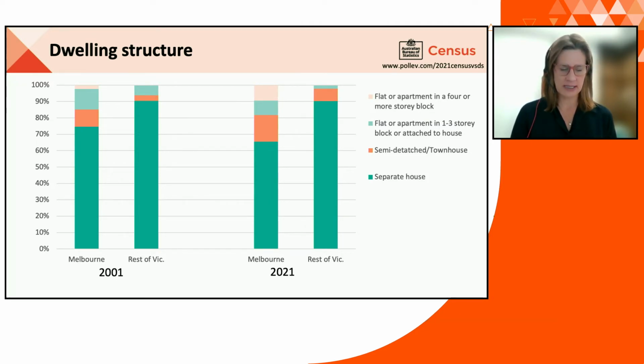And if I look at 2021, about 65% of Melbournians lived in a separate house, which compared to nearly 90% across the rest of Victoria. And that proportion for the rest of Victoria is pretty much the same as it was 20 years ago. And what else has changed in the last 20 years is we're seeing an increased proportion of people living in semi-detached and townhouses. In Melbourne in particular, a real growth in those larger apartment blocks, so apartment blocks that are 4 or more story.